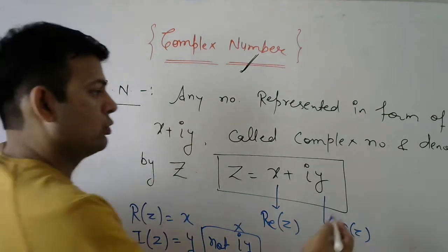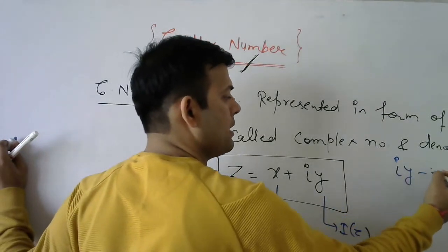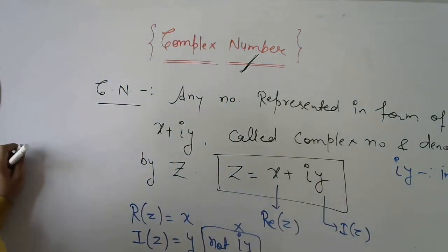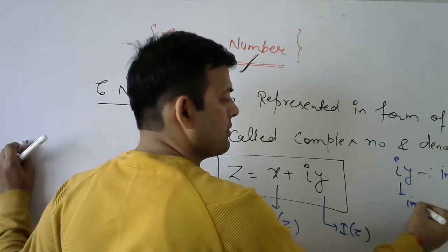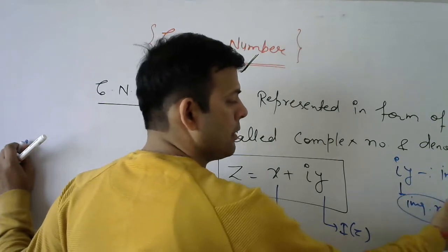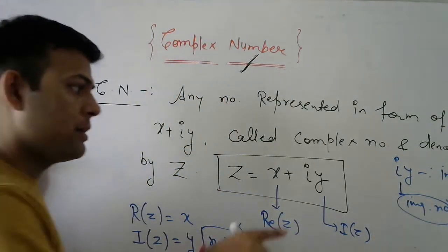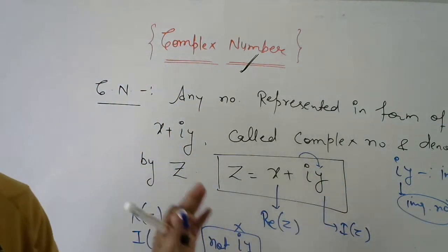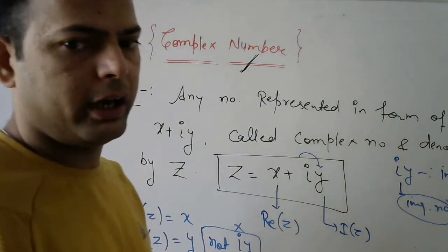Iota y is an imaginary number, not the imaginary part. If I ask for the imaginary part, then it will be the coefficient of iota. Getting my point? Okay, write down.